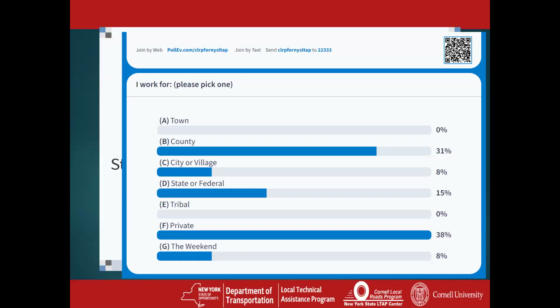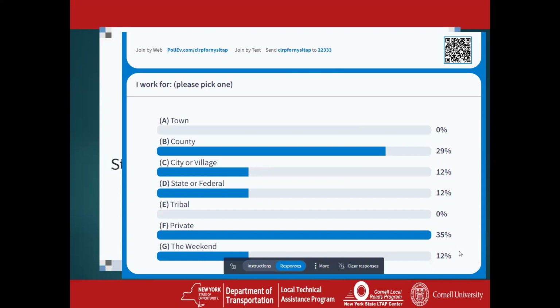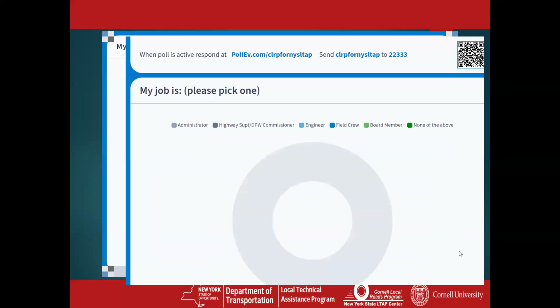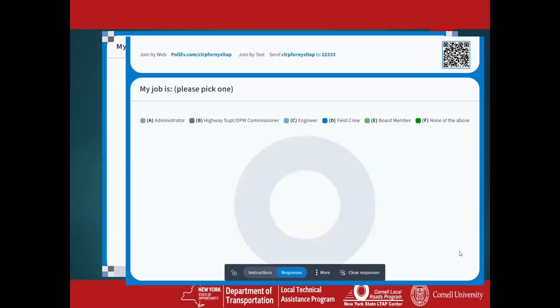We've got about 25 or so percent of folks from the counties, another 13 to 15% coming from our cities and villages. We've got some of our state and federal colleagues joining us. We've got another 25 or so percent of folks from the private side, and then the folks that are in my category, working for the weekend. All right, great. We'll move on to the next one. A nice cross section of folks. Let us know what your job is currently.